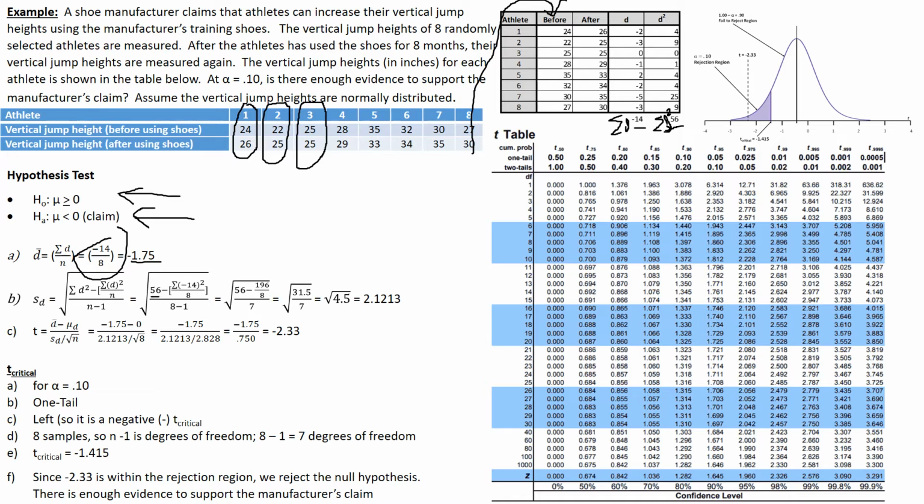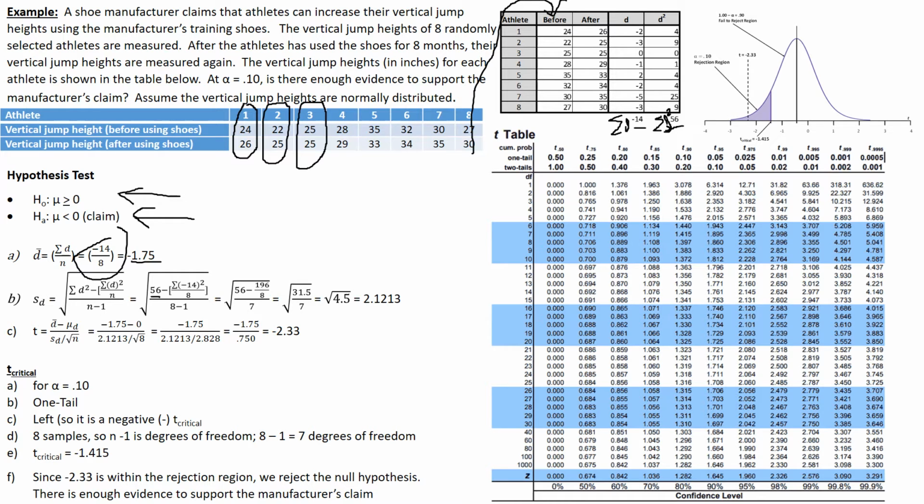Right here is 56, minus the sum of d, which is negative 14, squared, divided by the number of samples, which is 8. Negative 14 squared is 196. So it's 56 minus 196 divided by 8, which is 31.5. And the denominator is number of samples minus 1, so 8 minus 1 is 7. 31.5 divided by 7 is 4.5.